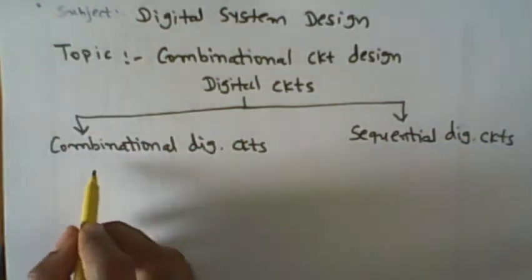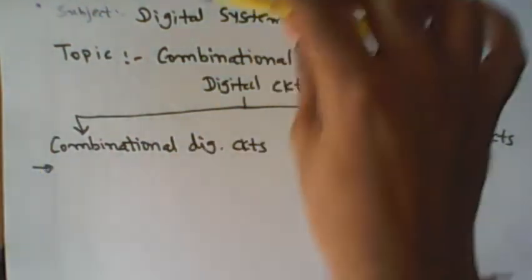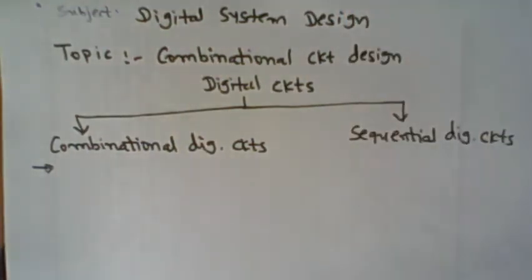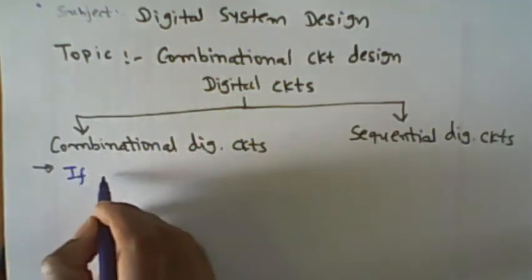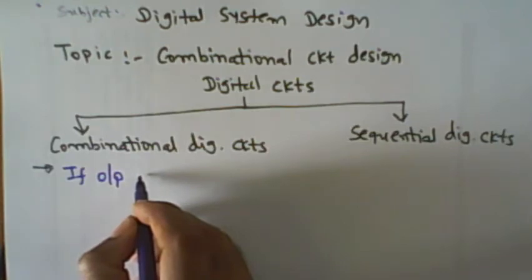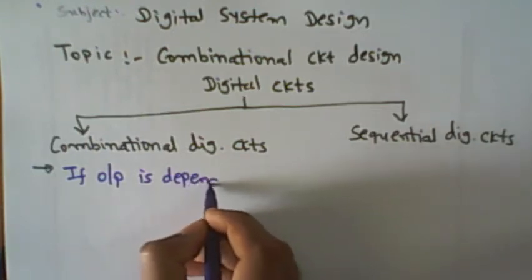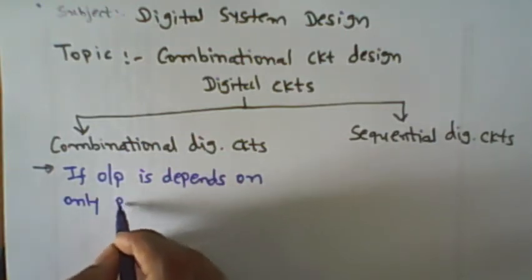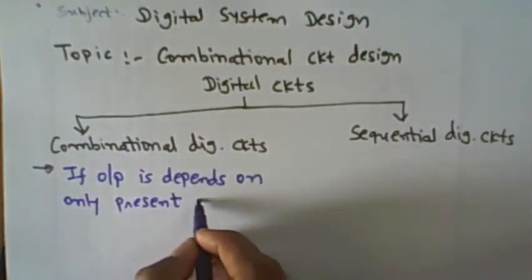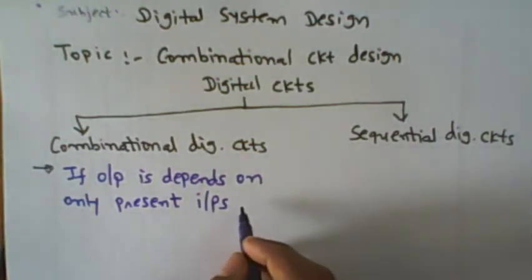Let's define what is a combinational digital circuit. A combinational digital circuit is defined as: if the present output depends only on present inputs, then such a circuit is called a combinational digital circuit.